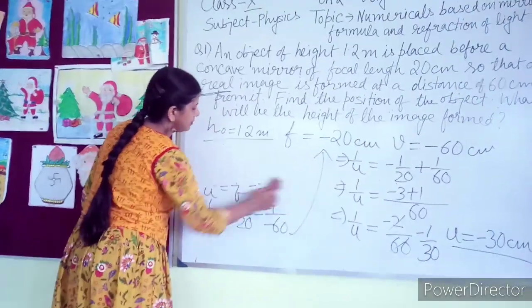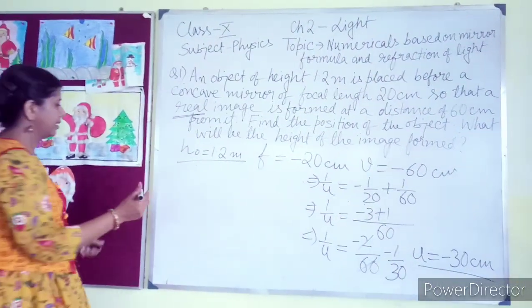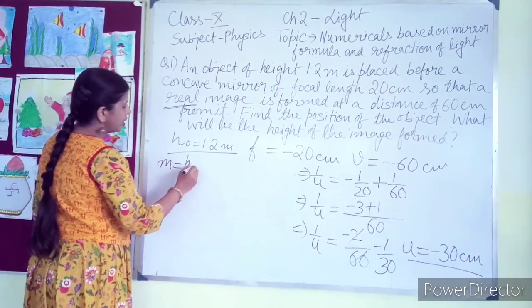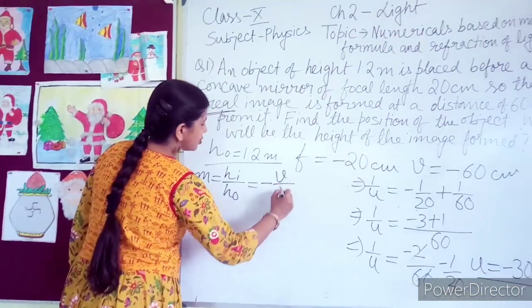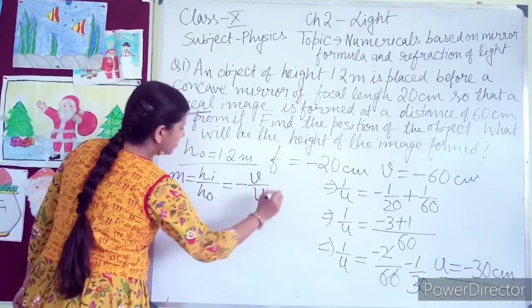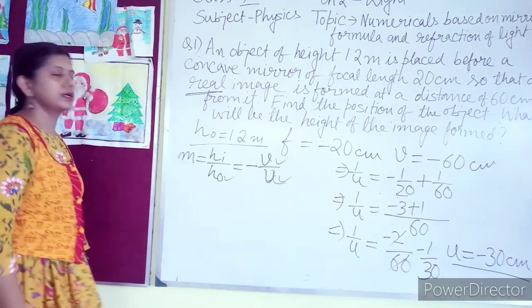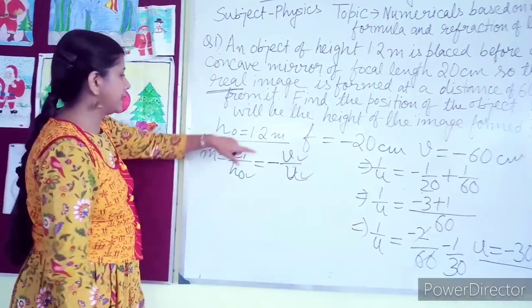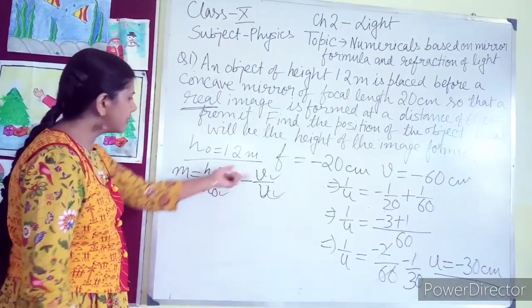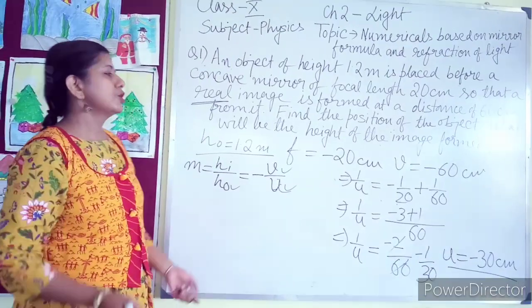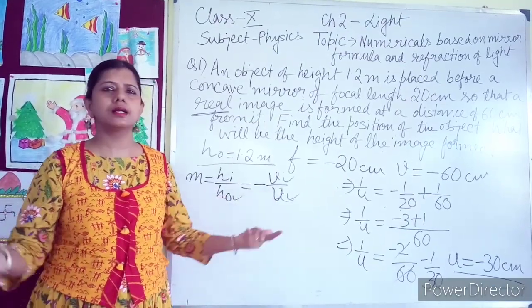I am writing it here, that is M = height of image by height of object = -V/U. Now this one is known to me, this one is known to me, and this one is known to me. The units are different. Here it is in meter and these two are in centimeter. So I can convert these also in meter. To convert centimeter into meter, what I have to do? I have to divide by 100.